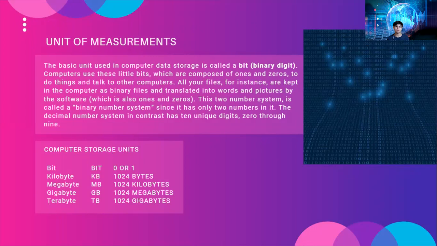The gigabyte is 1024 megabytes. The terabyte, or TB, is 1024 gigabytes. So I hope you familiarize yourself with the different computer storage units. So again, we have bit, kilobyte, megabyte, gigabyte, terabyte. Okay.